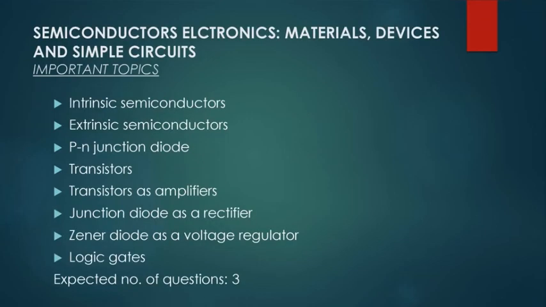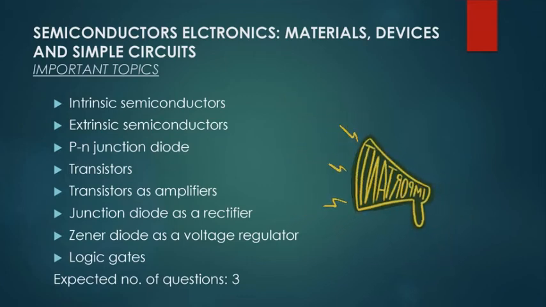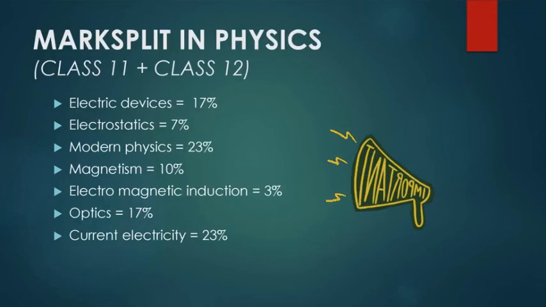Next chapter and the final chapter is semiconductors. This is a very important chapter. 3 questions can be expected from this chapter, and definitely you can expect 1 question from the topic logic gates. Apart from that, you can expect either transistors or amplifiers question. So please be thorough with this chapter too, as this chapter is a very important chapter and can fetch you marks easily. Though there's a lot of concepts in this, it's a very easy chapter.